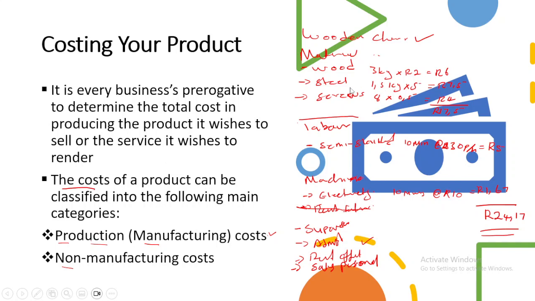In terms of steel, a chair requires 1.5 kg. This is after we've measured the number of kg of steel that was used to create one chair, and 1 kg of steel costs us 5 rand, so meaning that for this chair it's going to cost us 7 rand 50 cent. Screws cost 50 cent each, and we need 8, so that's 4 rand. So in total the material cost per chair is 17 rand 50 cent. So this will normally be what you call the production cost.